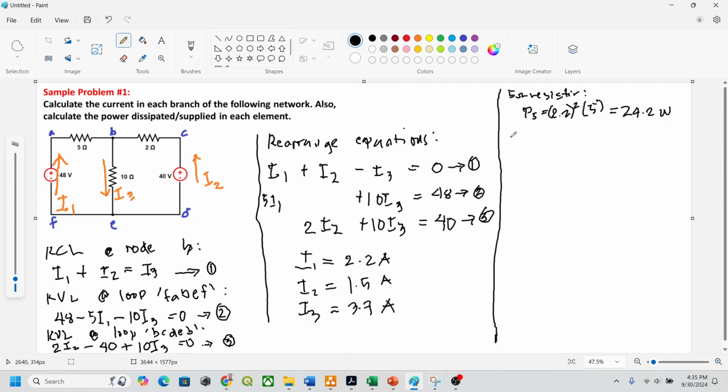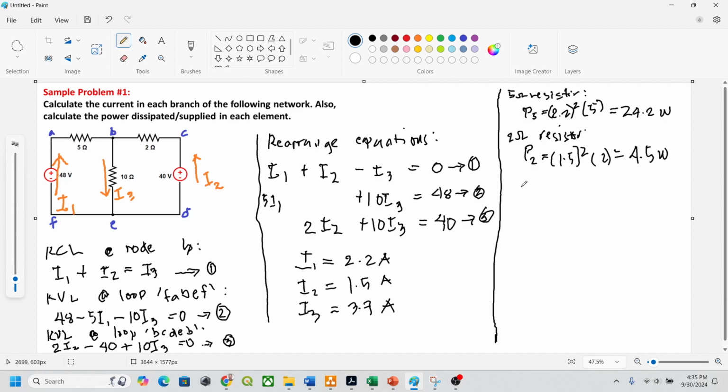For your 2 ohm resistor, we will call it P2. Your P2 should be the square of the current flowing through the resistor times the resistance. So that's I2 squared times 2. I2 is 1.5, so 1.5 squared times 2 is equal to 4.5 watts.